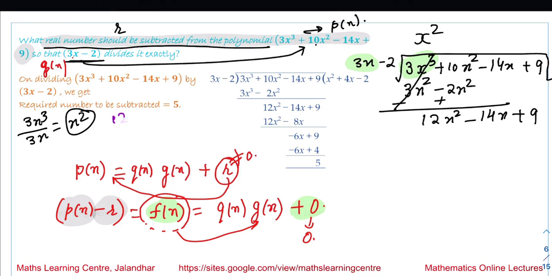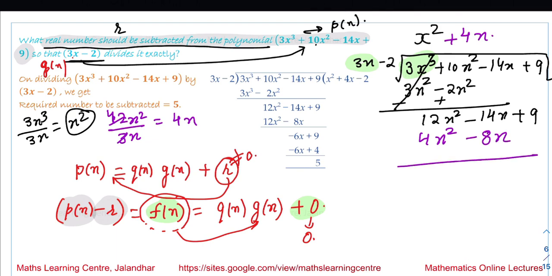Next, it is 12x square by 3x. So we are left with 4x. So we are saying it is plus 4x. So it is 12x square, and the next term we will have is minus 8x. So when you subtract, it is 12x square minus 8x. When you subtract these values, you will get the answer: minus 6x plus 9.